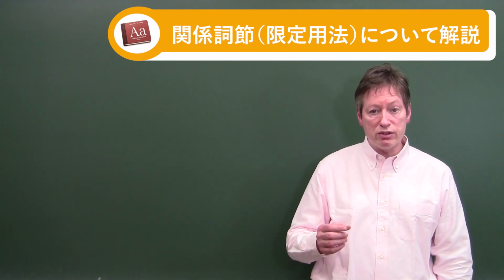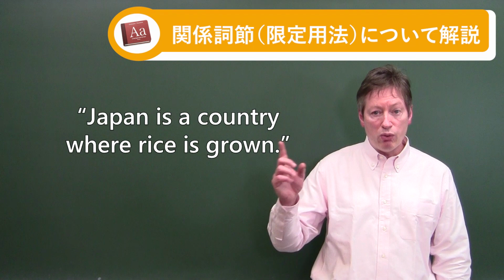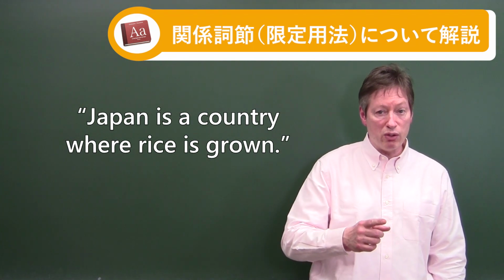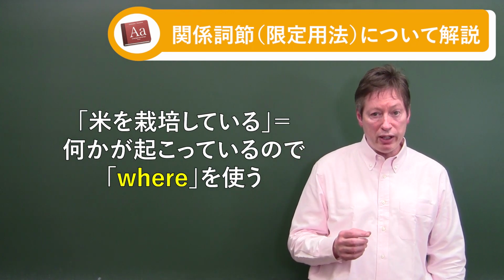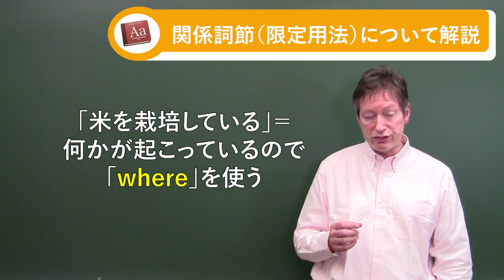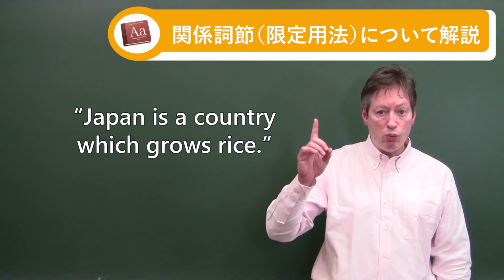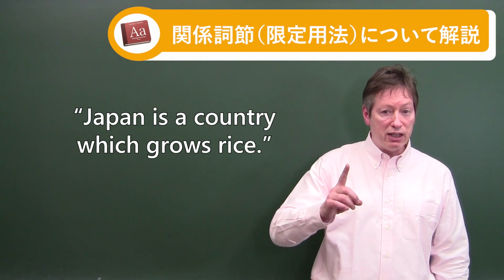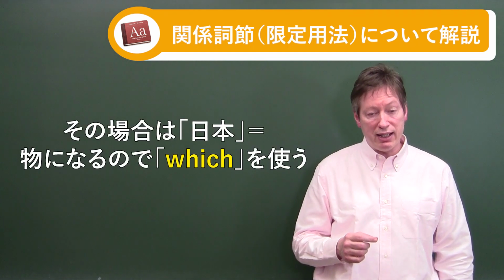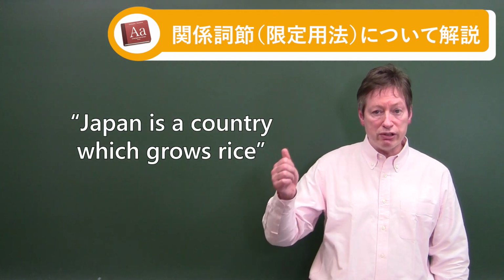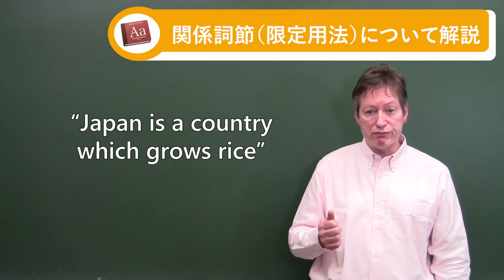Okay, now I'm going to use the country of Japan. So Japan is a country. Japan is a country where rice is grown, as you know very well. And the rice being grown is happening. So Japan is a country where rice is grown. Okay, I'm focusing on rice growing there, so I use where. But notice the difference in this one: Japan is a country which grows rice. Now, I'm not focusing on the rice growing there, but I'm focusing on Japan itself. In that case, Japan becomes a thing, and I use which in that regard.